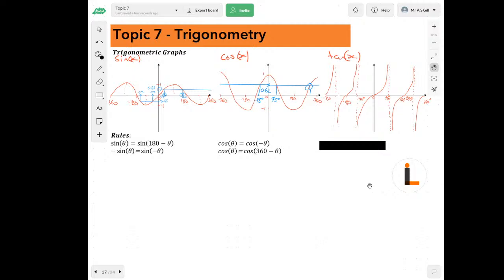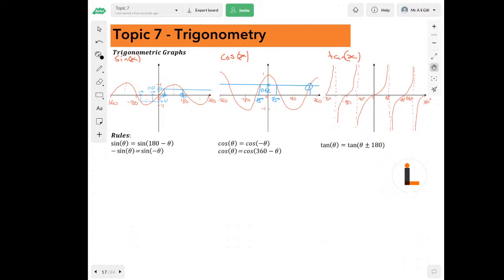And lastly, tan, a lot more straightforward. Like I said, tan just repeats every 180 degrees. So if we've got a value for tan, we just add or subtract 180 degrees depending on the range that we've been given. Okay, but it's really, really crucial and important we understand how to use these graphs and what we can do with them, especially when it comes to solving trigonometric equations.